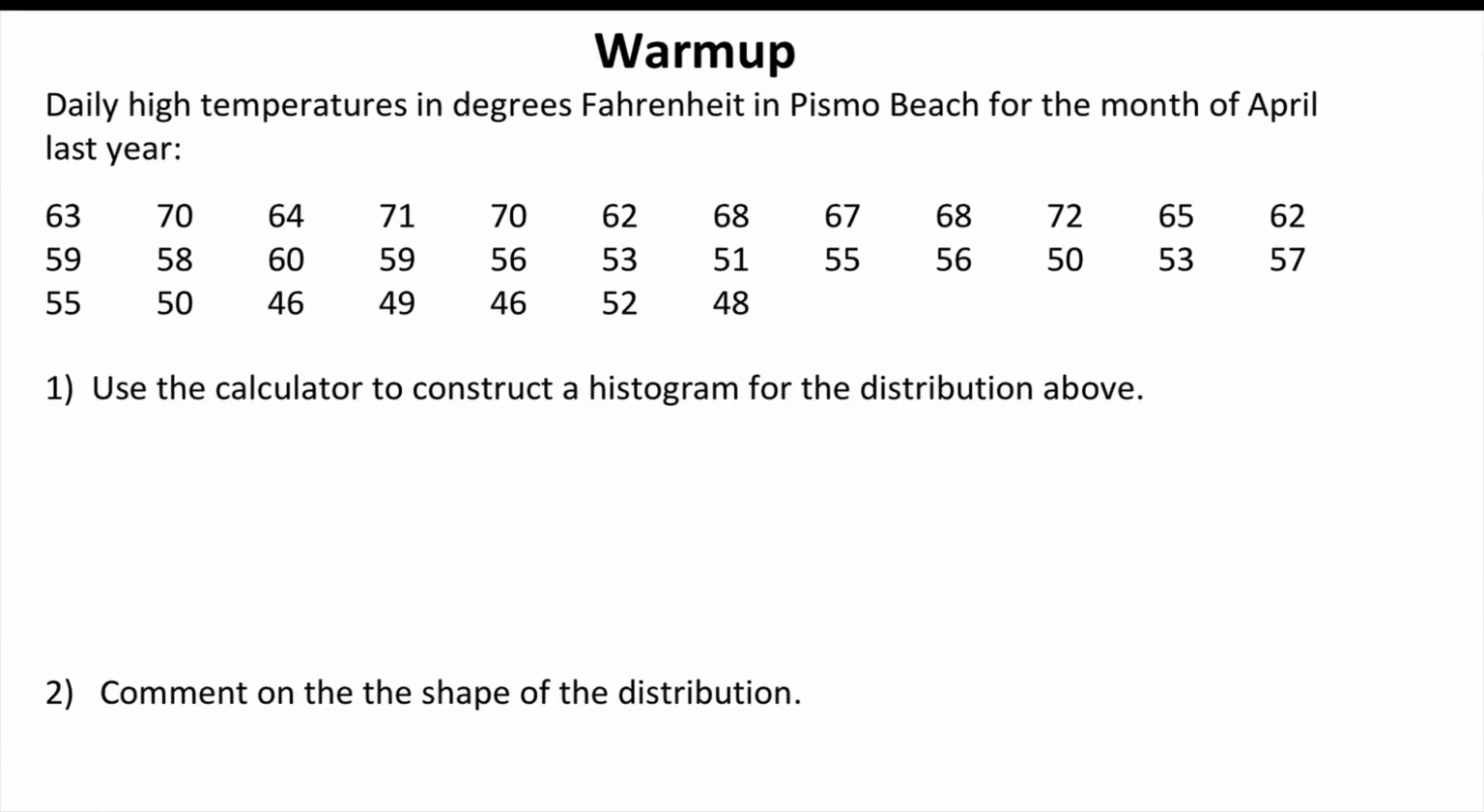Daily high temperatures in degrees Fahrenheit in Pismo Beach for the month of April last year. I always include this one in August because it's always 130 here and it's always nice in Pismo. So these are the temperatures for every day in April. April 1st, April 2nd, April 3rd.